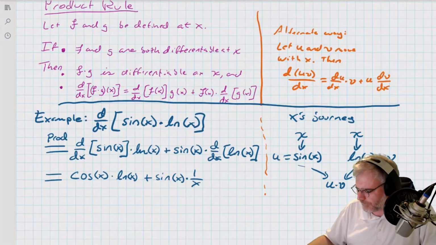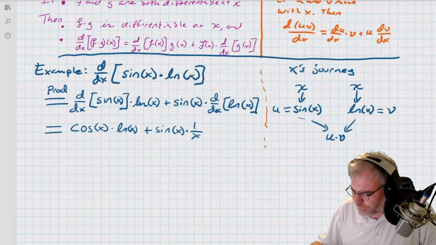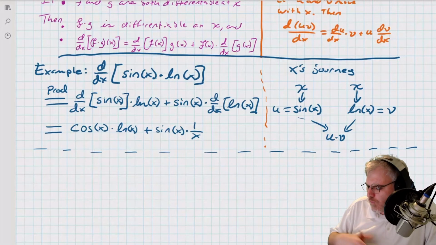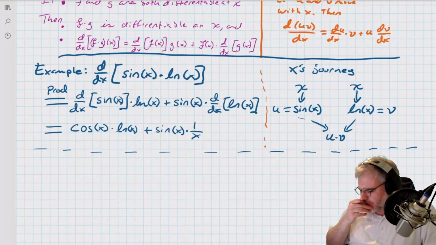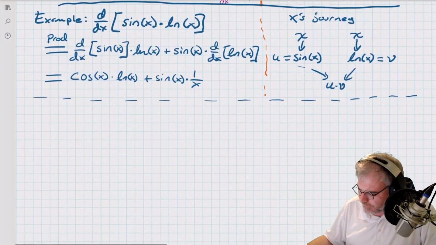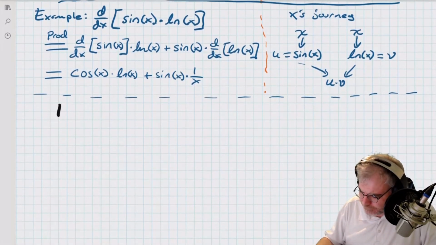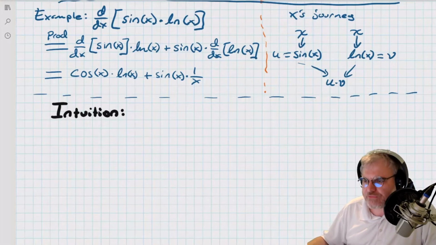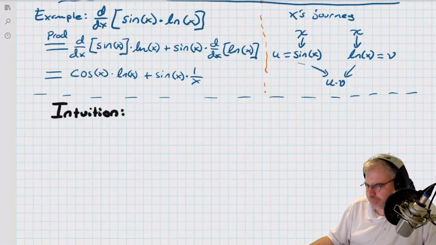All right. Well, why is that true? Why isn't it just multiply the two derivatives together? Well, if we think about this, and this is not the proof, this is just the thought. I've got this u and this v that both move with x.